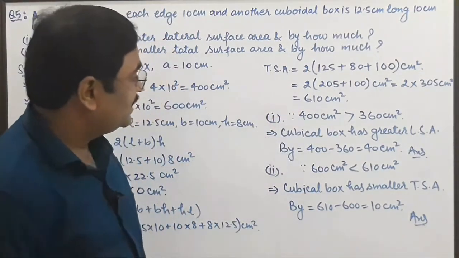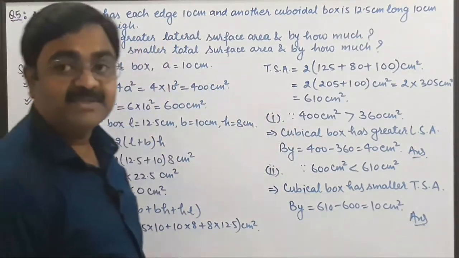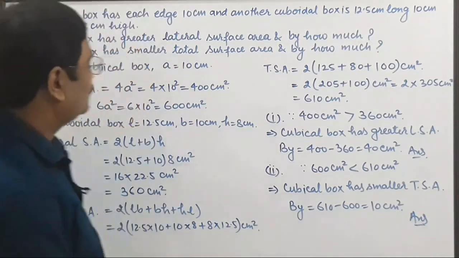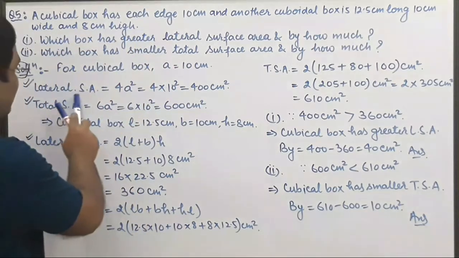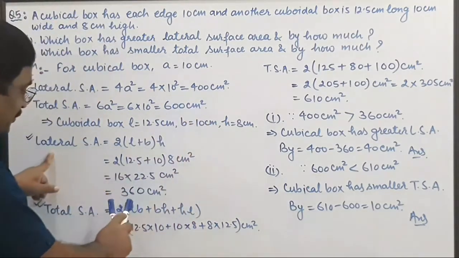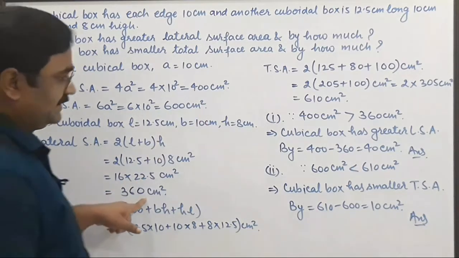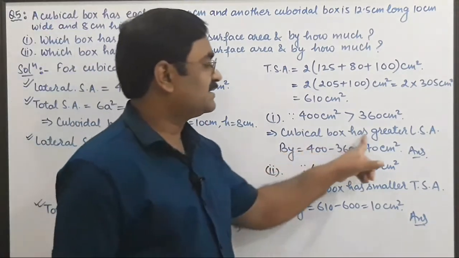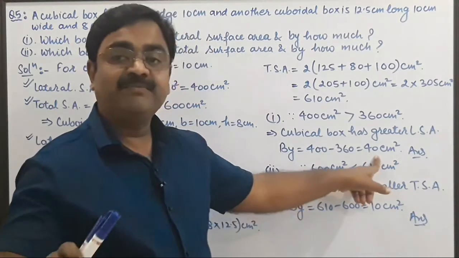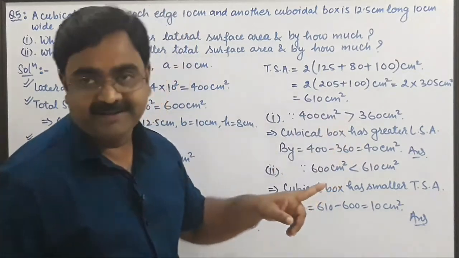So the first question was which box has greater lateral surface area, किस box का lateral surface area ज़्यादा है. So lateral surface area of cubical box is 400 and lateral surface area of cuboidal box is 360, and obviously 400 is greater than 360. Therefore cubical box has the greater lateral surface area by 40 centimeter square. How? When you subtract 360 from 400.